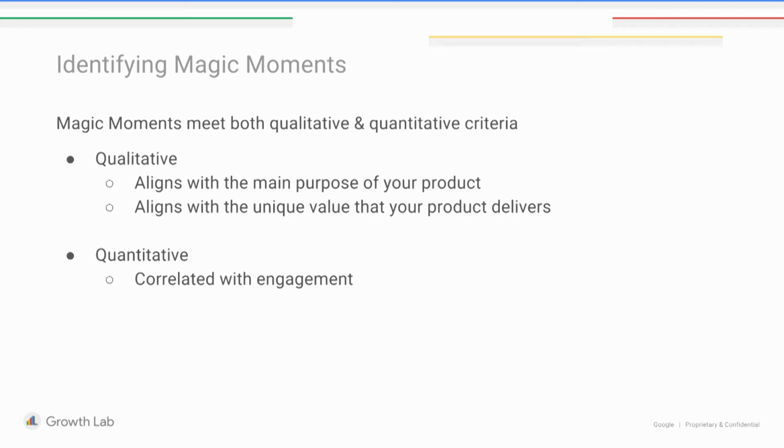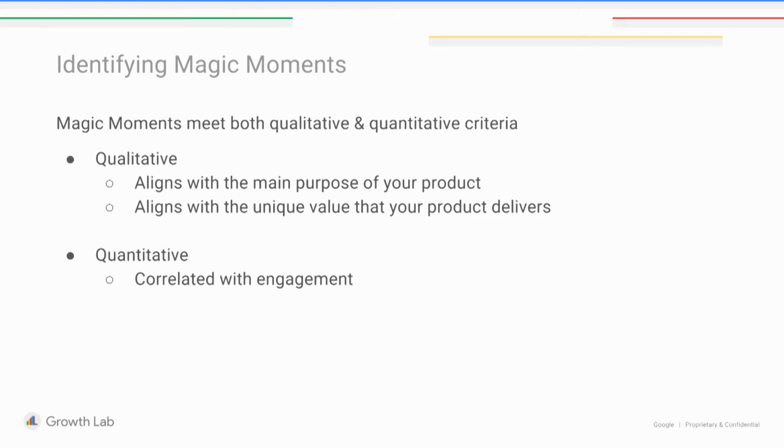There's this qualitative part and a quantitative part. When you're thinking about qualitative, you want to think about a magic moment that aligns with what your app is focused on. In Google Maps, helping you get to places as fast as possible. That certainly aligns with what the product is about. Or in Facebook, helping you connect with your friends. Or in the Photos app, helping you find the photos that you cherish. All of these things meet the qualitative aspect of what a magic moment is. They help identify what's unique about your product or what the focus and the main purpose is of their product.